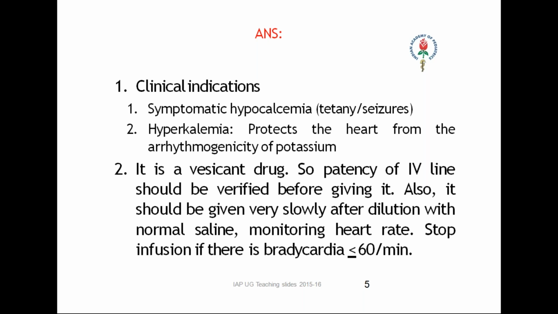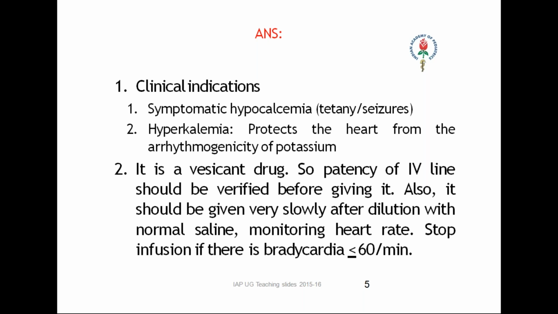So there also, 1 ml contains 1 milliequivalent of calcium. See, this is purely your IV preparation. So what are the indications where we give IV calcium, not oral calcium, IV? That is symptomatic hypocalcemia. What are the symptoms that we expect in a hypocalcemia? That is your tetany and seizures.